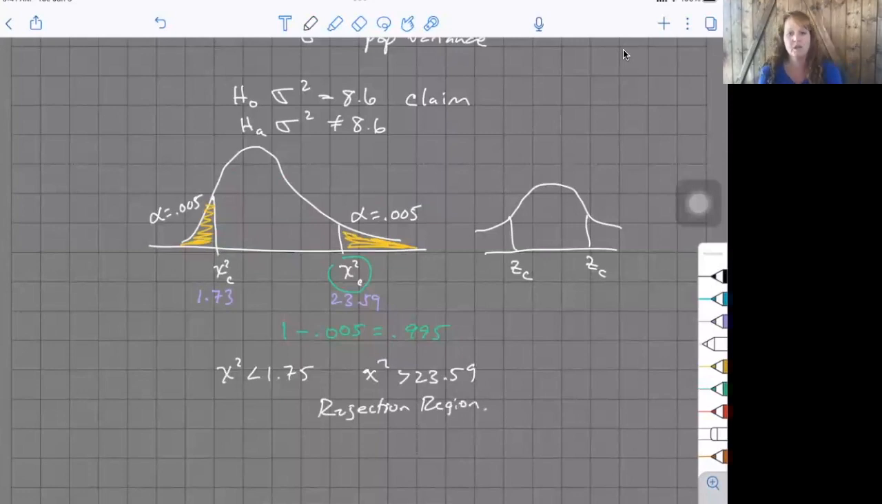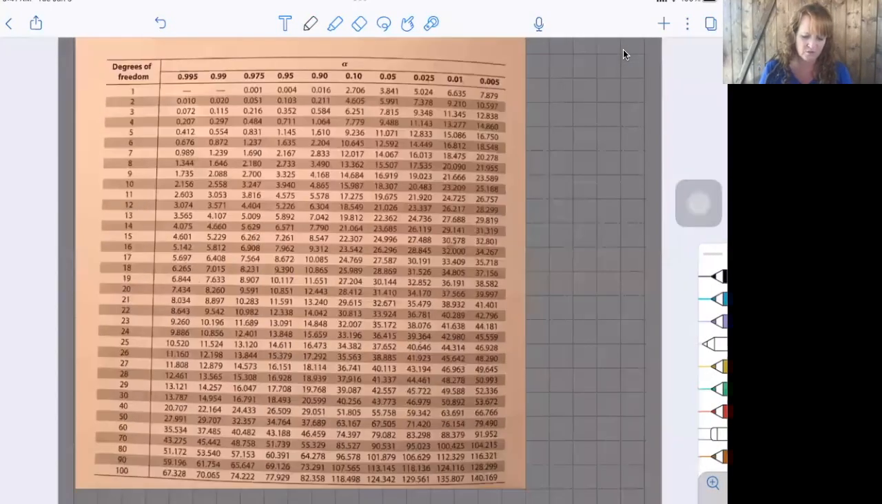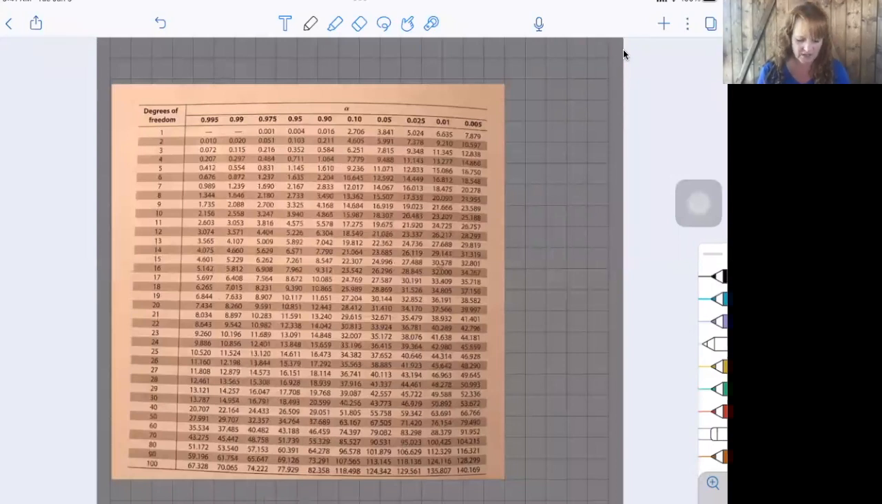Okay. Now let's talk about class calc, or TI. Here's the problem with TIs. They don't have this chi-squared distribution option. So if you're using a TI, you're going to need to use a chart for this section. Okay, so here's what the chart looks like. If you have a book online, you can look at your book. In the back, in the appendix, it has all the charts. And this one's here. It's called the chi-squared chart. You can screenshot this if you want. They also have this as a handout in the Math Center if you want a hard copy of it.